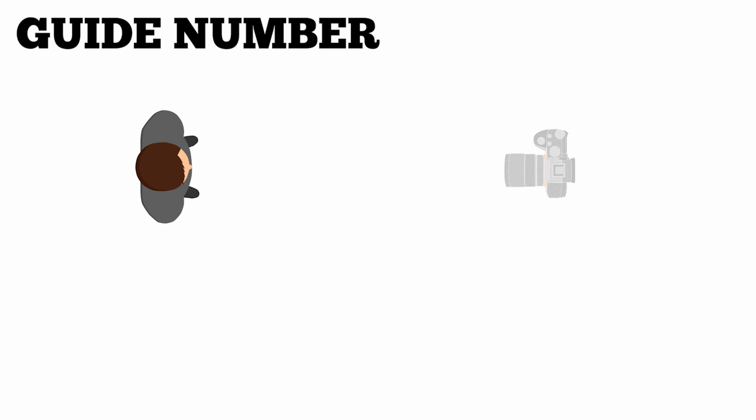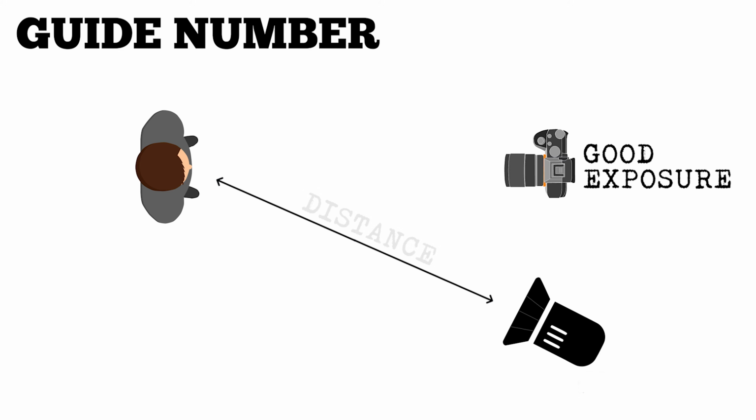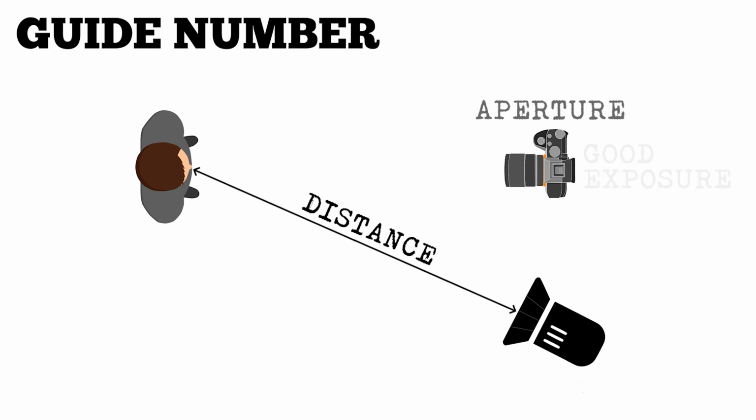If you've ever done any research into speedlights and flash heads, maybe you were thinking about buying one, you may have come across a GN number, which is the guide number. This guide number is basically the answer to a calculation by getting a good exposure and then taking the distance from the flash to the subject and multiplying this by the aperture. So the guide number equals distance times aperture.